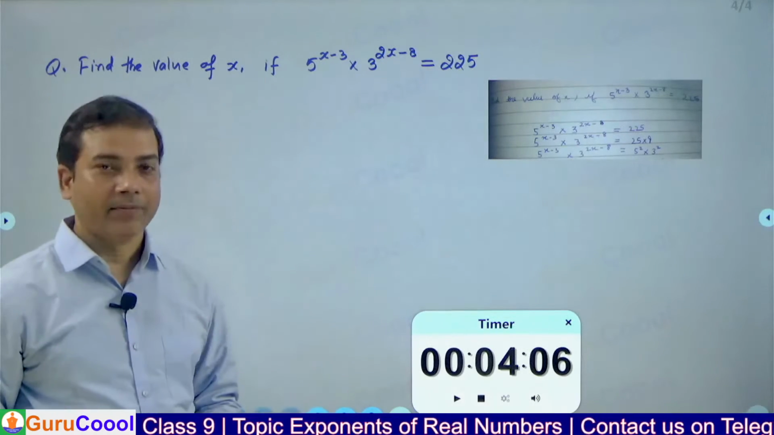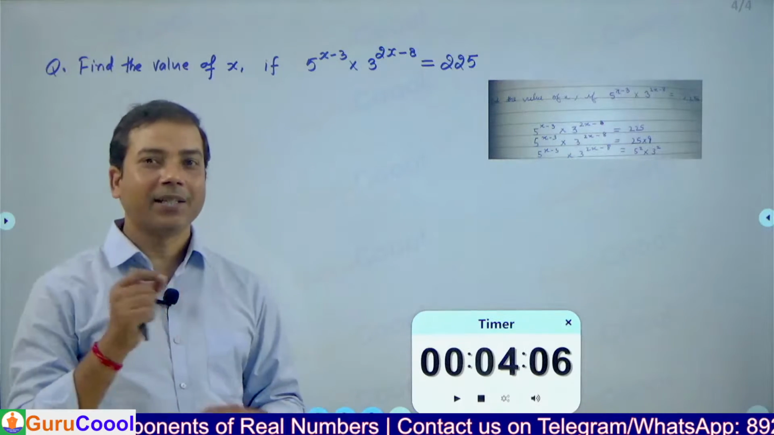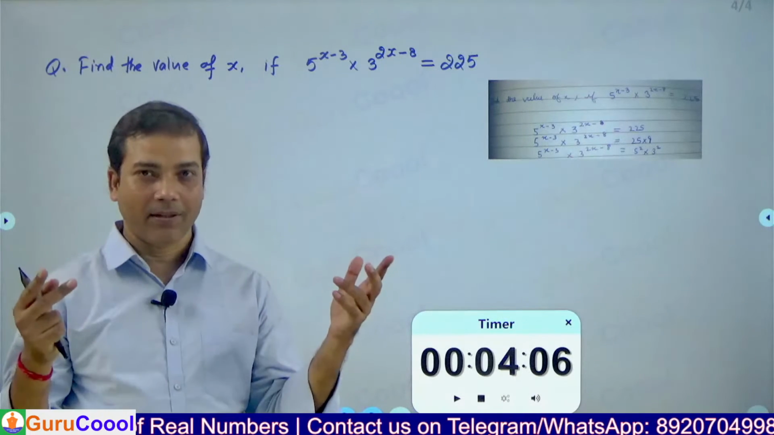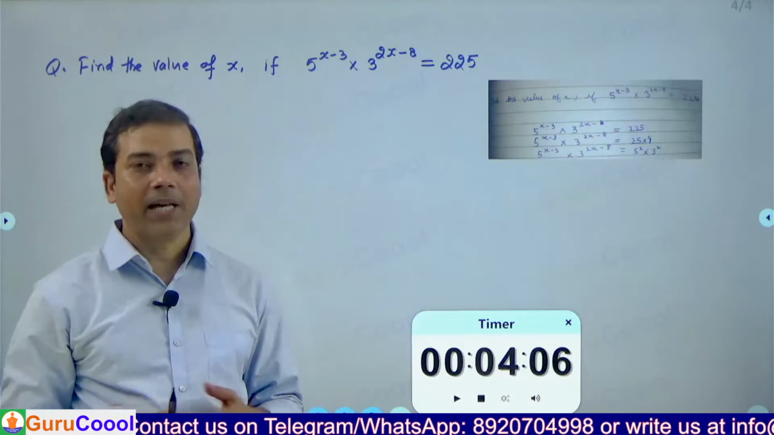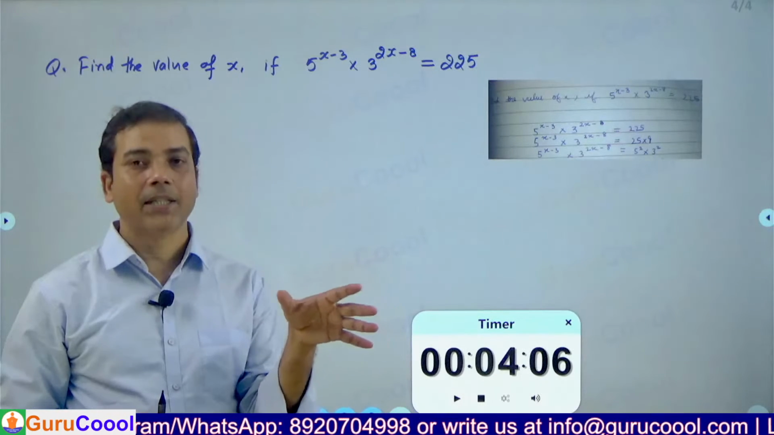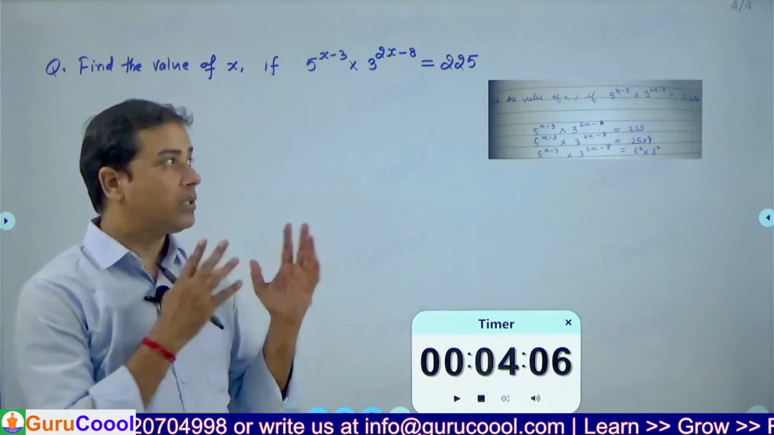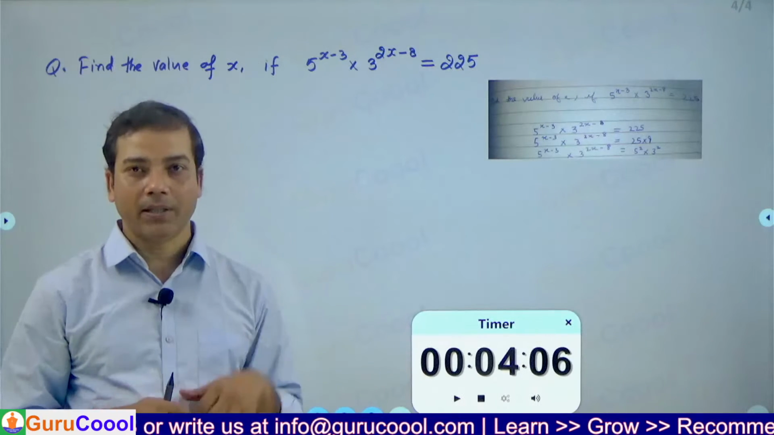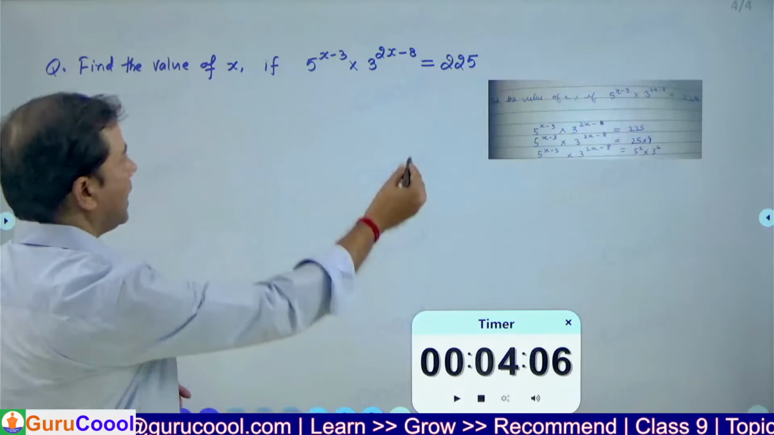Let us understand what is going on. The problem is that neither the powers nor the bases are the same. In our rules, we have seen that either the powers should be the same on both sides, or the bases should be the same. But in this question, neither the bases nor the powers are the same. That's the problem.